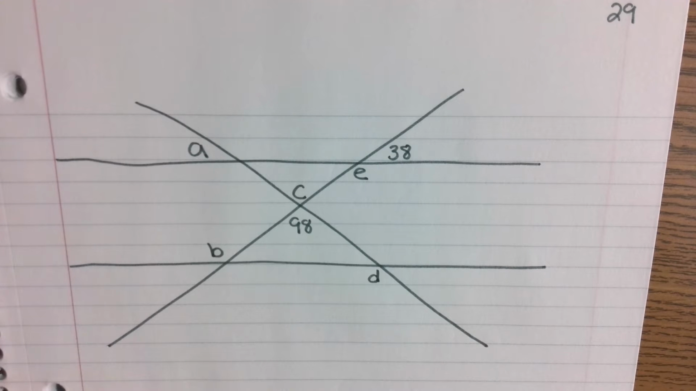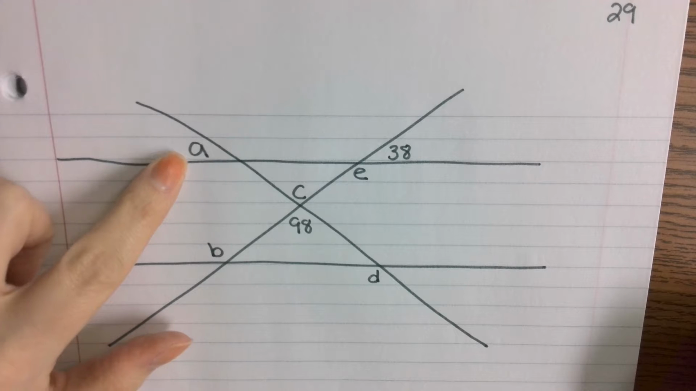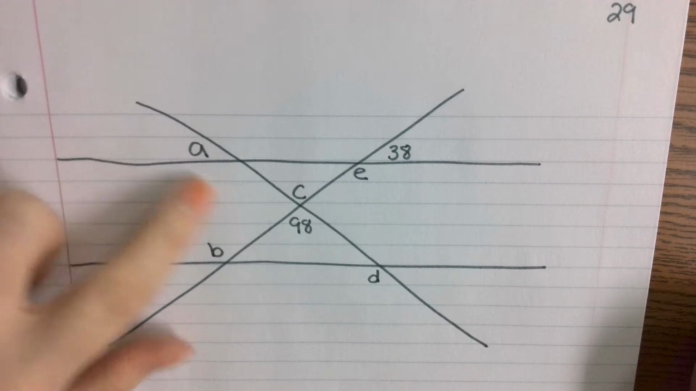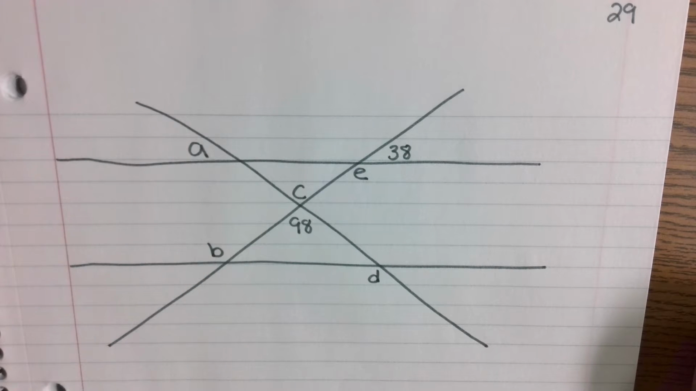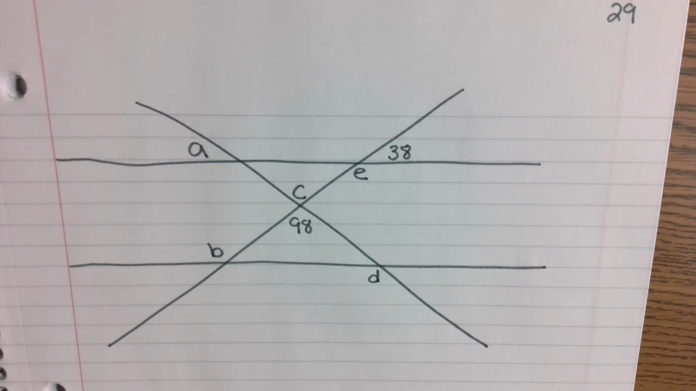Now, instead of finding every single angle, I'm only identifying just a few of them, and they're not in order. So I actually cannot figure out what angle A is based off of what I'm given. I can't. I have to work through and find things that I do know.